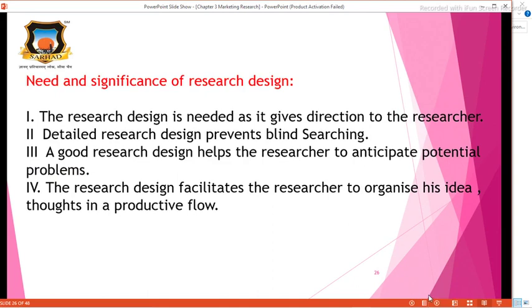Let us see the needs and the significance of a research design. The first is that the research design is needed as it gives a direction to the researcher. The second is that a detailed research design prevents blind searching. A good research design helps the researcher to anticipate potential problems, and it facilitates the researcher to organize his ideas and thoughts in a productive flow.